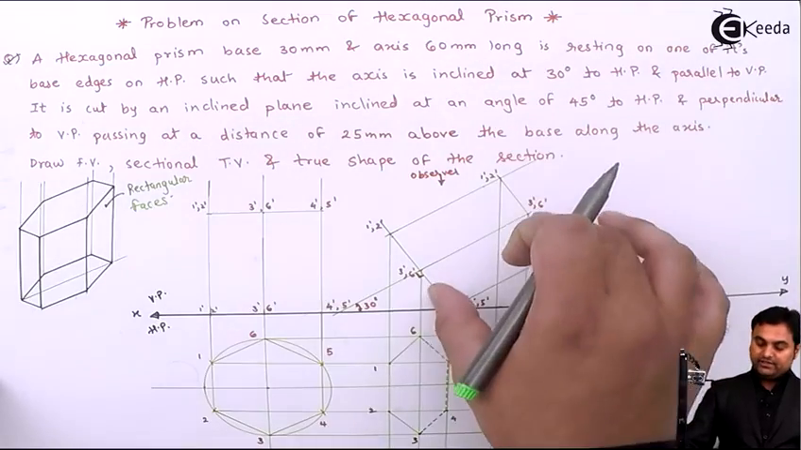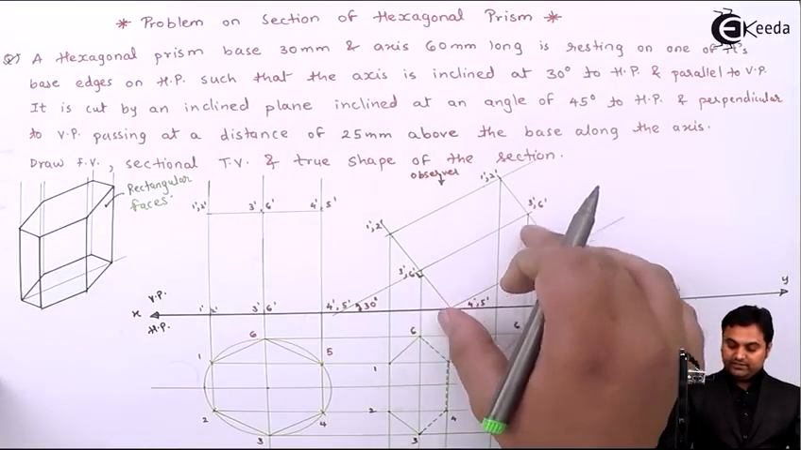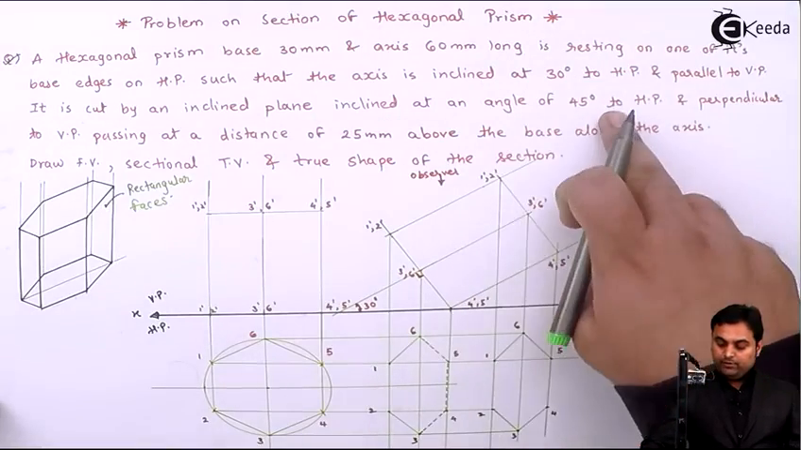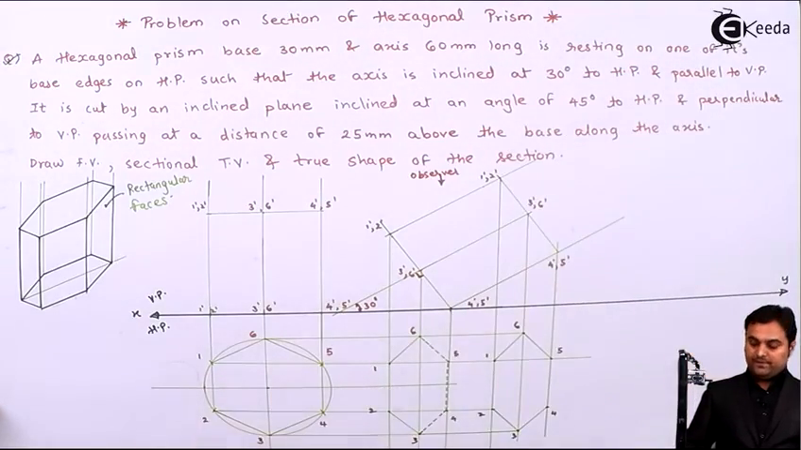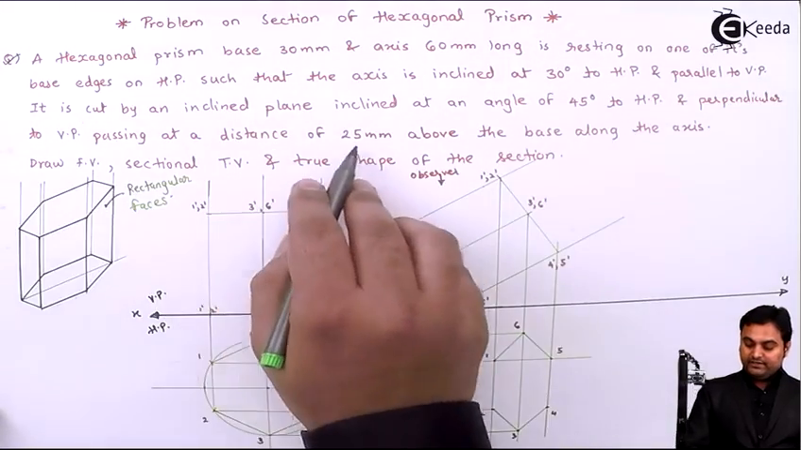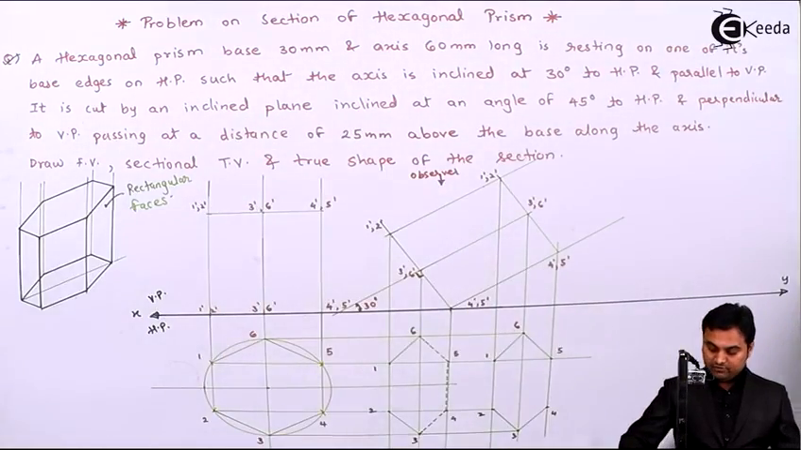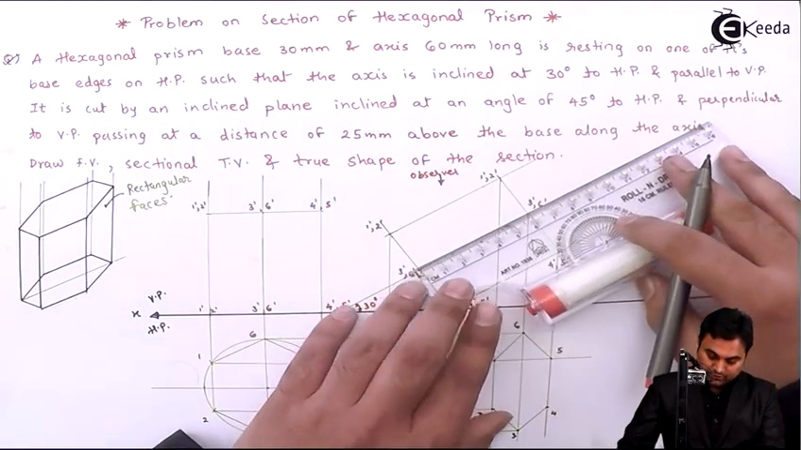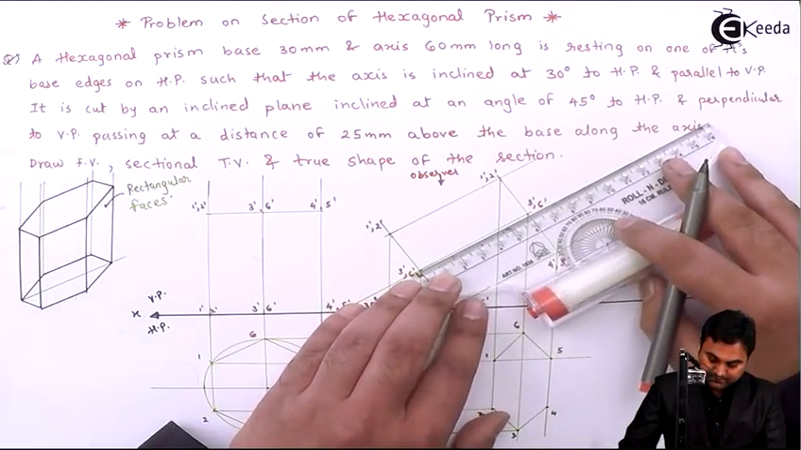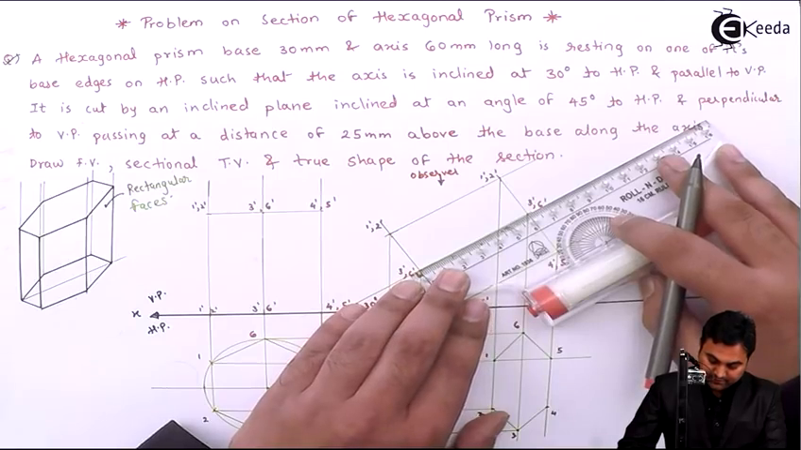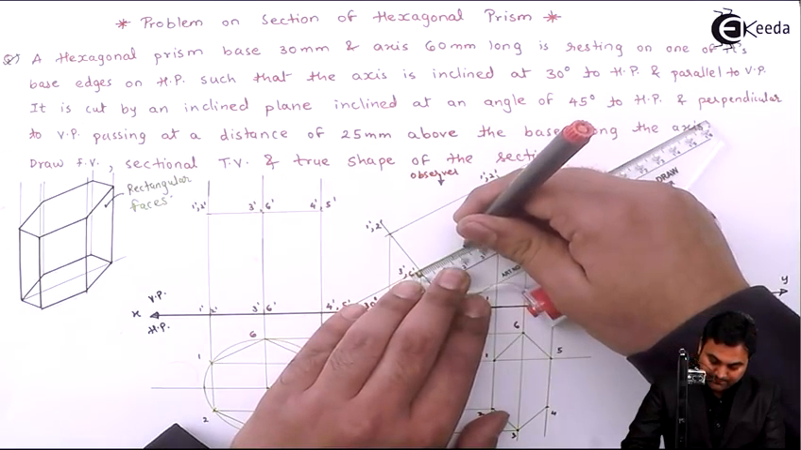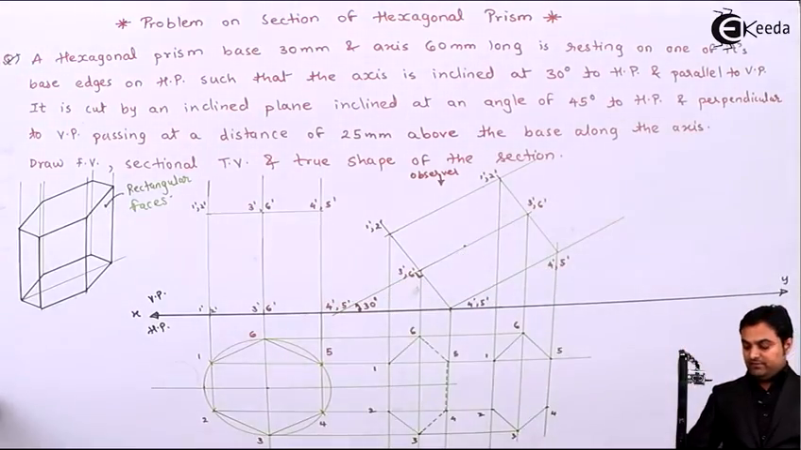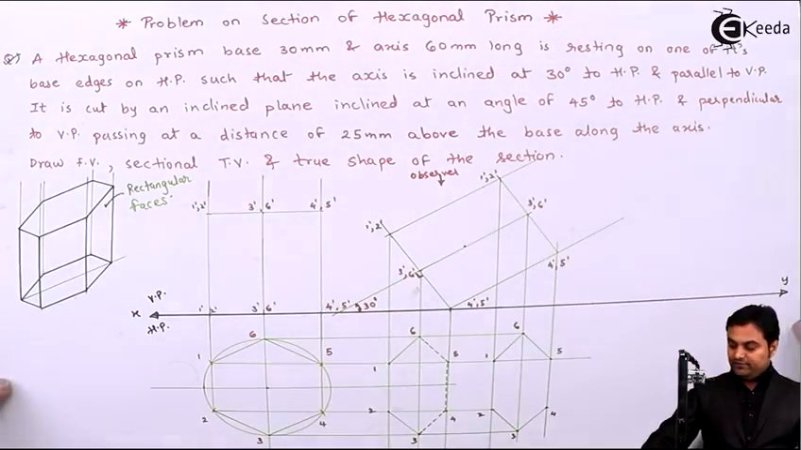So here in the second condition, we have to take the cutting plane, means cutting plane will appear as a line in the front view because inclined to HP will be seen in VP, and where it is located at a distance of 25 mm above. So this is the axis. Here I have the base, and from that I am going to measure 25 mm above the base. On this axis there will be the cutting plane inclined at 45 degree.